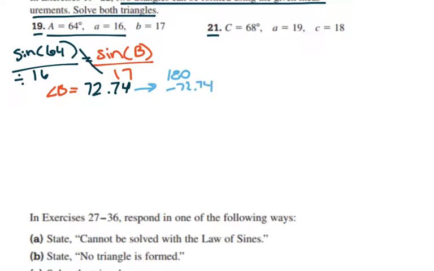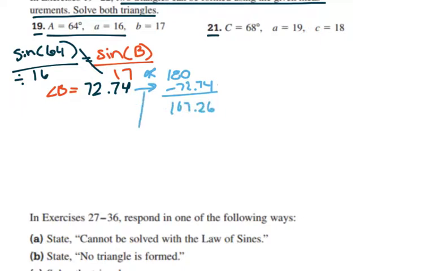And so that means here angle B, the next one, is going to equal 180 minus 72.74, which is 107.26.